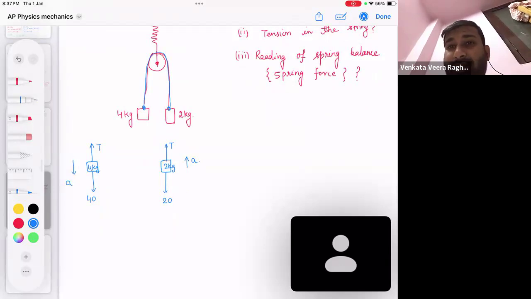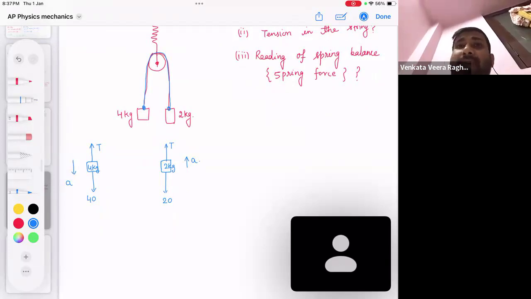We will write it for the 4 kg. Here no need to take components in this question, isn't it? Here the component is not required. Why so? Because the forces are only vertical. All the forces are vertical. There is no horizontal force, no force at any angle. So no need to take components here. Directly we will start with the equation.